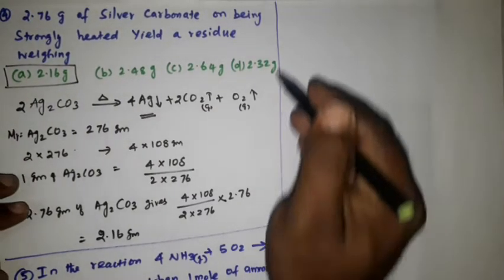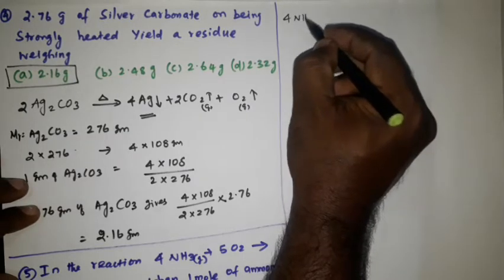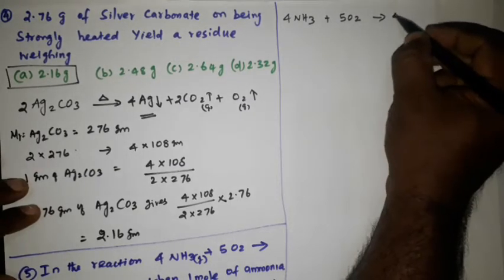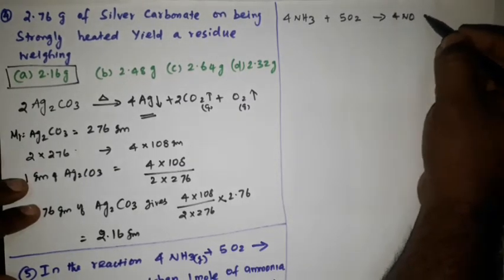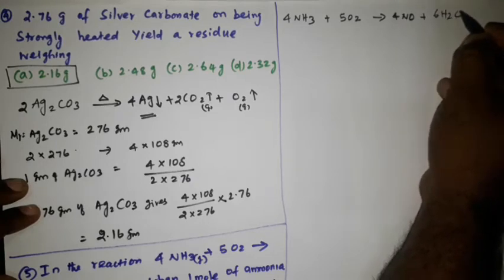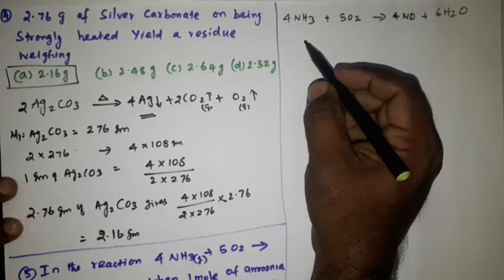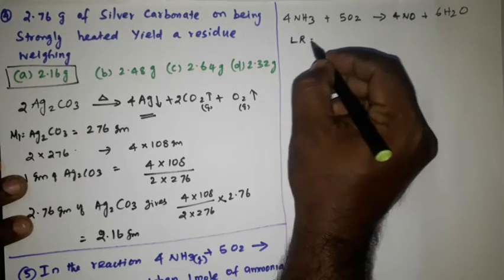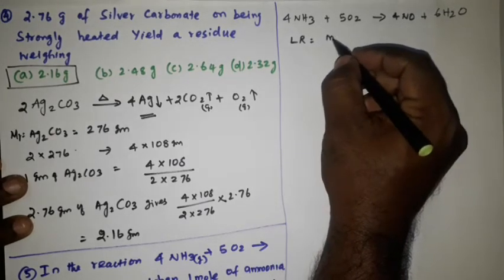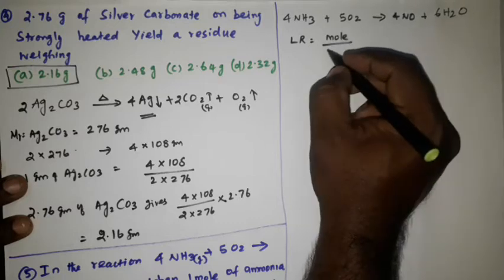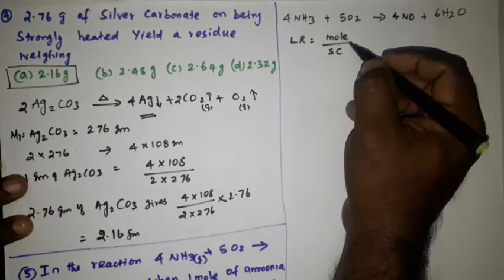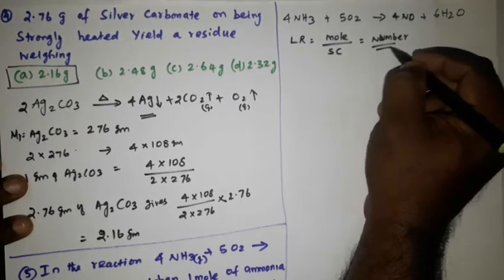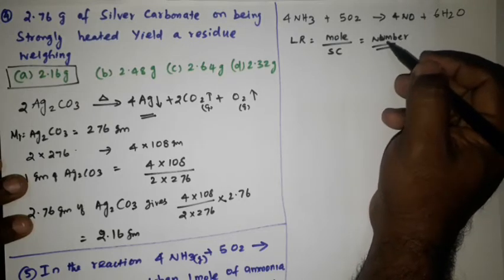So write the equation, that is 4NH3 plus 5O2 produces 4NO plus 6H2O. Okay, so now calculate the limiting reagent. To find out the limiting reagent, LR equals moles divided by stoichiometric coefficient. So here you will get some numbers. Whichever number is lower is called the limiting reagent.